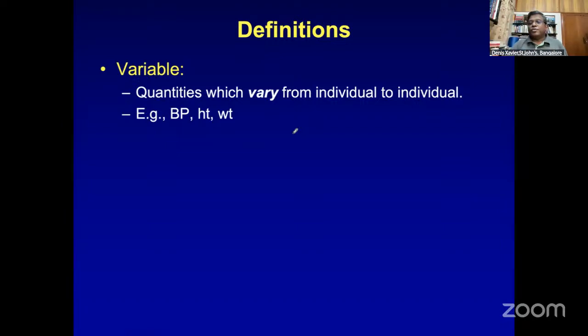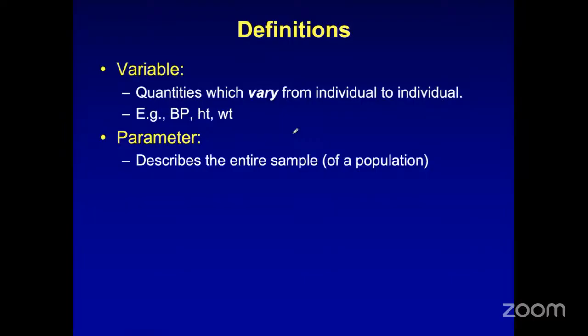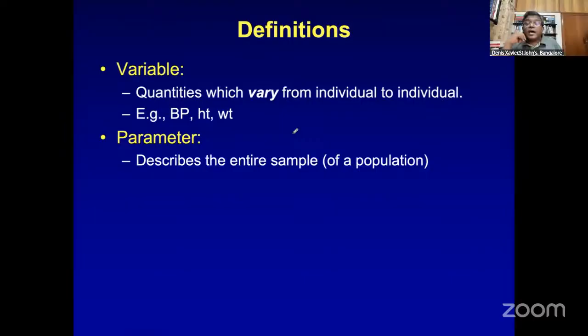Again, for urology, bladder volume, or residual urine, or PSA levels, whatever it is, this varies from person to person. That is a variable. What is a parameter, therefore? A parameter describes the entire sample of the population. That is a technical meaning. What does that mean? And we use a statistic to explain it.